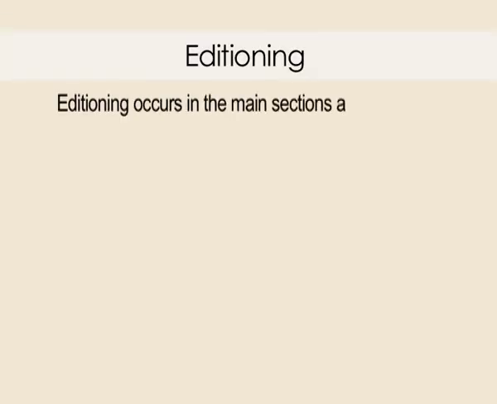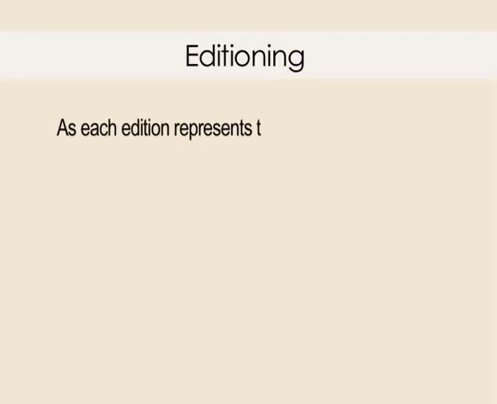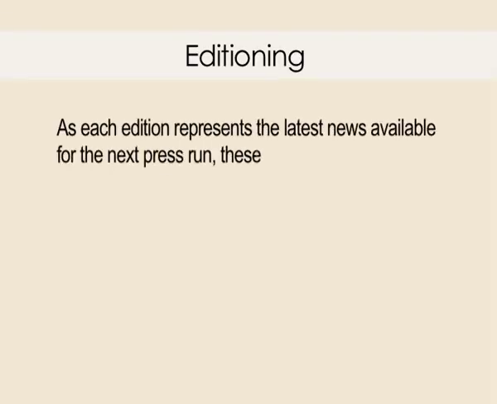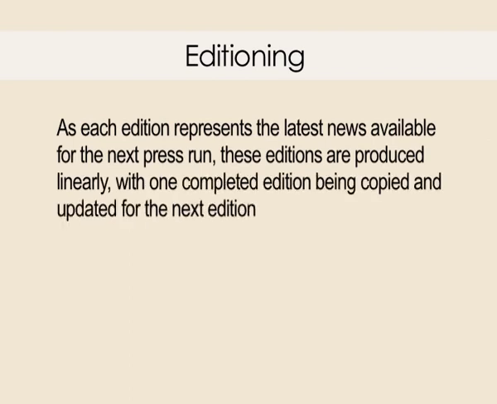Editioning occurs also in the main sections as news is updated throughout the night, or as long as till the last moment when the newspaper is printed, goes for printing or goes for press. The advertising is usually the same in each edition, except when in some regions advertisings can change, but advertising is usually the same. Now, these editions are produced in a linear basis, and one completed edition being copied and updated is always kept for the next edition.